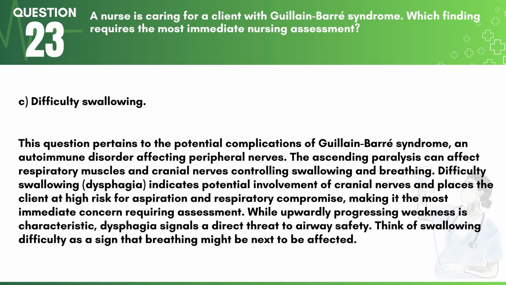Answer: C. Difficulty swallowing. This question pertains to the potential complications of Guillain-Barré syndrome, an autoimmune disorder affecting peripheral nerves. The ascending paralysis can affect respiratory muscles and cranial nerves controlling swallowing and breathing. Difficulty swallowing, dysphagia, indicates potential involvement of cranial nerves and places the client at high risk for aspiration and respiratory compromise, making it the most immediate concern requiring assessment.